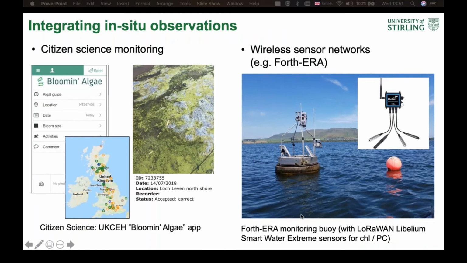And yeah, I'm reaching towards the end. I think this is almost the last slide. Ongoing efforts now include the integration of citizen science monitoring, and especially the UK CEH's Bloomin' Algae app, but also integration with a wireless sensor network. And this is something that I think Andrew will present later. This is a monitoring buoy that we have in Loch Leven.